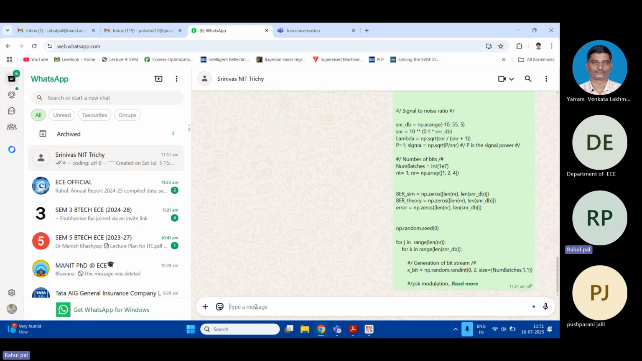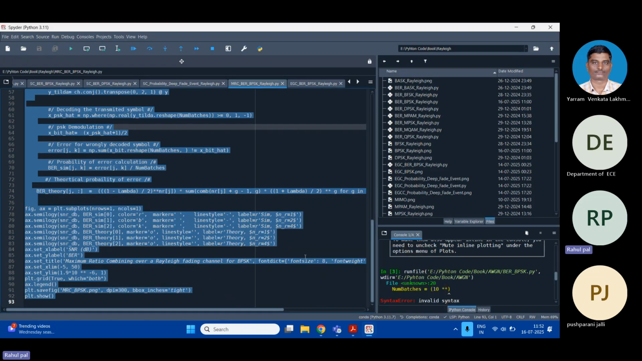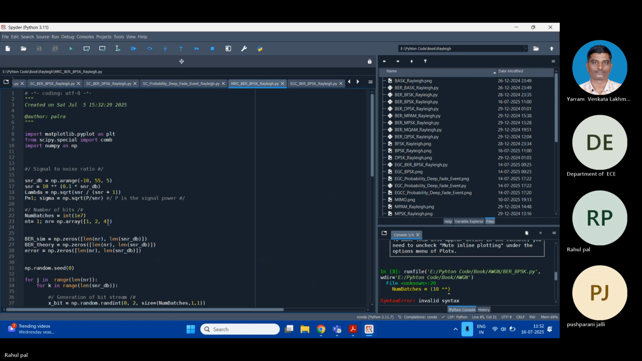So I have shared this code with the sir. You can call Dr. Rao and he will share the code with the students. Basically, I will be running this code for a smaller number of iterations, otherwise it will take more time.